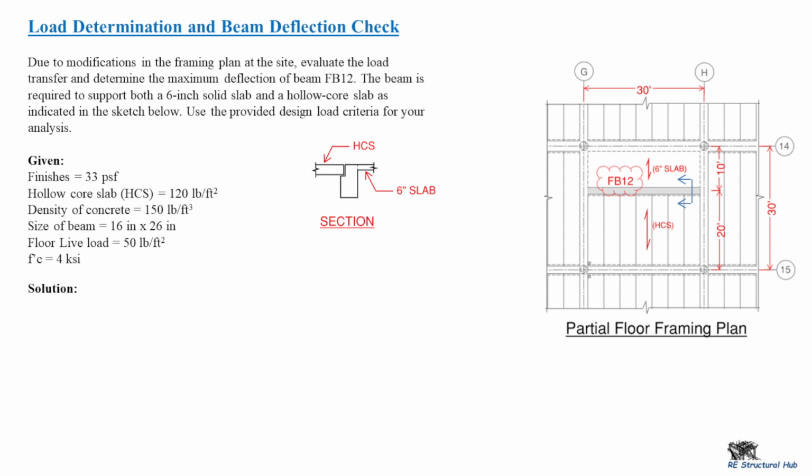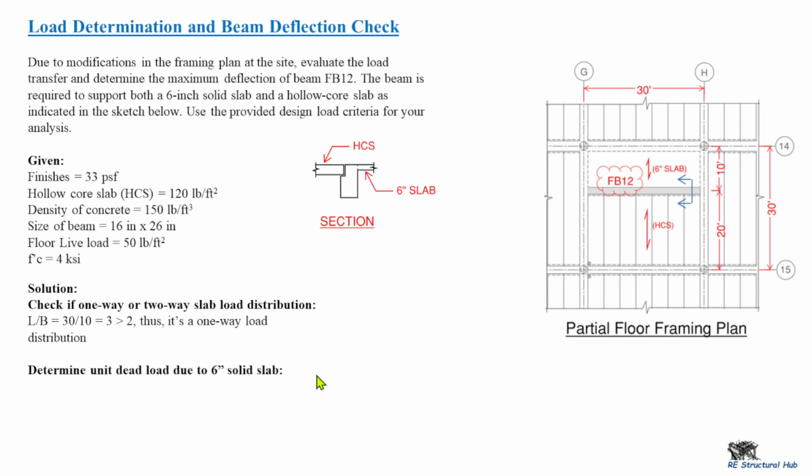So let's check the solid slab here, whether it is a one-way or two-way load distribution. Our criteria here is if the length to width ratio is more than 2, we consider it as a one-way load distribution. So in our case, it's a one-way.